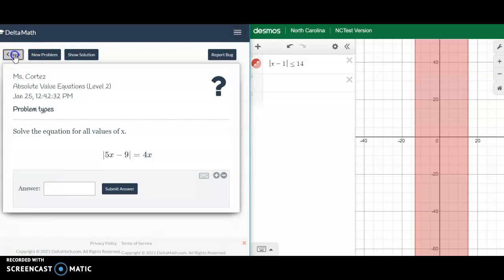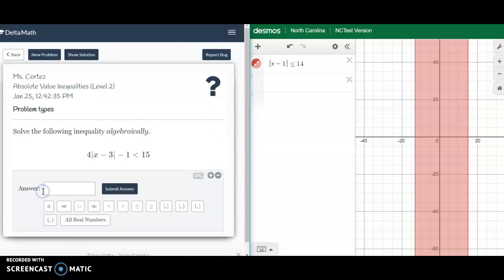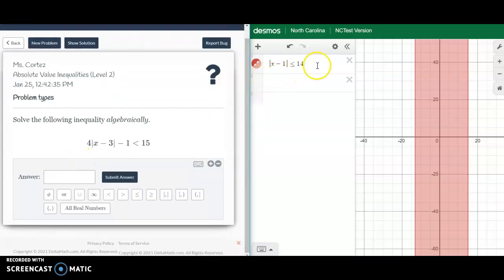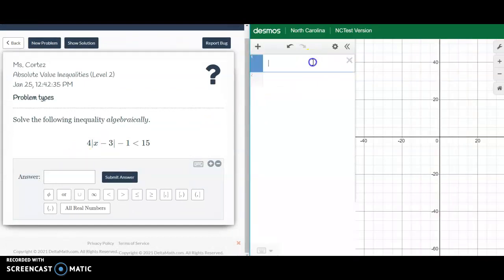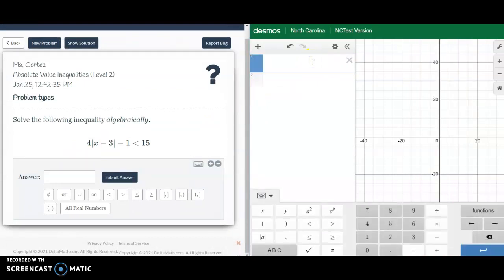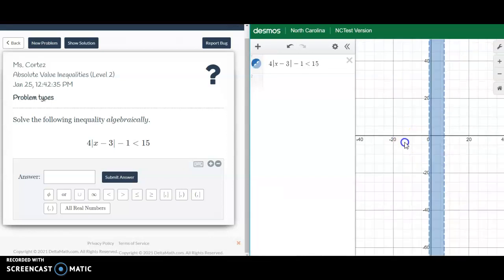Nope, not equations. Inequalities level 2 right here. Let's see if we can type this one in. And again, this is why I highly recommend using the Desmos NC test version when sometimes you're struggling. x minus 3. To get out of that, I'm going to use my left arrow. Minus 1 is less than 15. Always double check your inequality as you're typing it in.